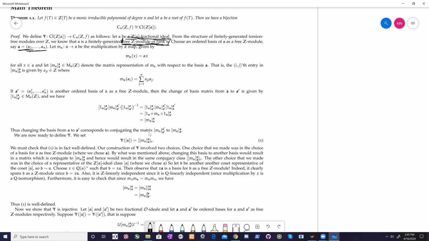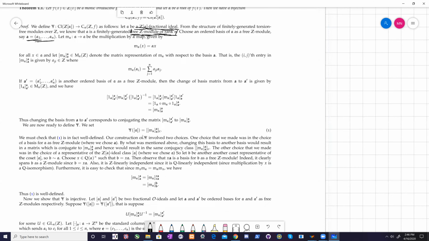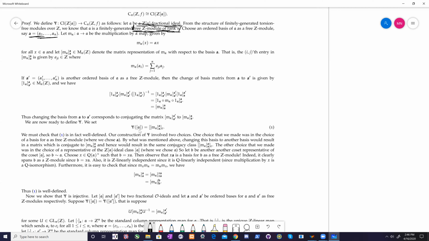So, with all of this understood, this was kind of preliminary. Now I'm ready to define what capital psi is. This is how it's defined. We take an ideal class in Z of alpha, bracket math frac A, and we send it to the conjugacy class of the matrix representation for alpha with respect to this basis, boldface A.